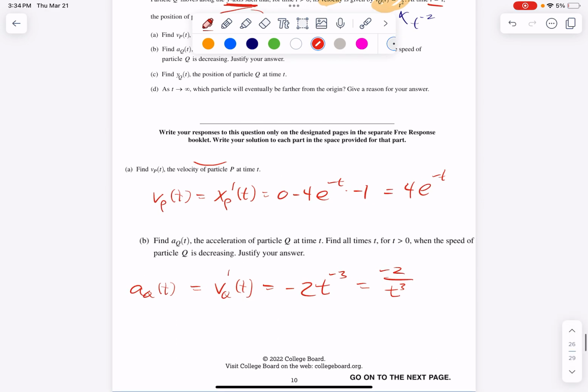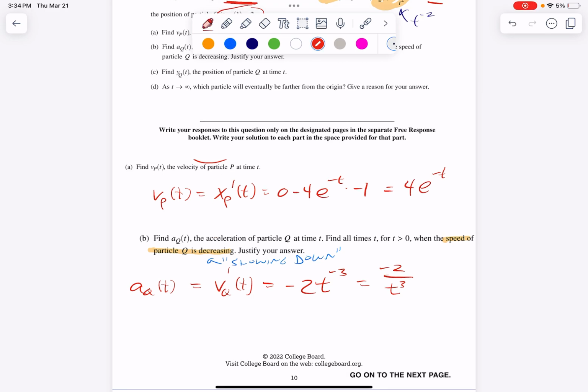Then it says, find all times when the speed of particle Q is decreasing. And we're only looking at positive values of t. Speed decreasing is something that we have usually described as slowing down. Slowing down occurs when acceleration and velocity have opposite signs. Let's just note here, vq of t, which is 1 over t squared, is always positive.